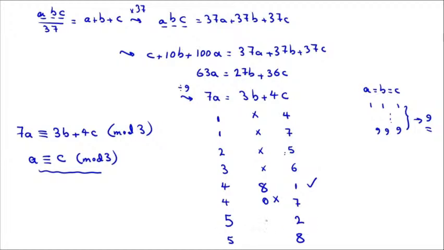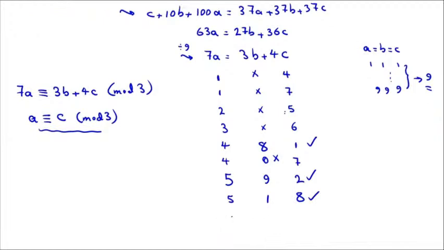7 times 5 is 35. 35 minus 8 will be 27. 27 over 3 is 9. One other answer: 7 times 5, 35 minus 4 times 8, 32. 35 minus 32 is 3. 3 over 3 is 1. So we found another answer.